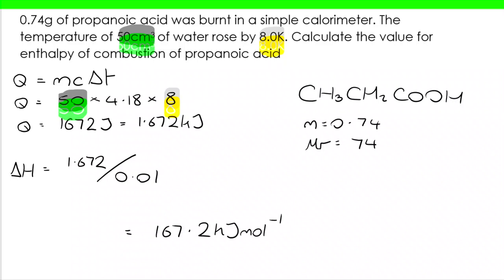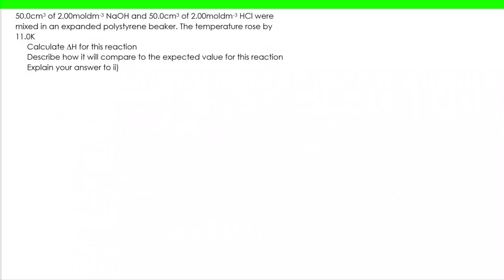Now, actually, we could take this a step further forward. Because we know this is an exothermic reaction, we also know from our wider knowledge of this topic that technically that is a negative value, because exothermic reactions are always negative. We know this is exothermic because the temperature has risen. Let's take a look at another question.